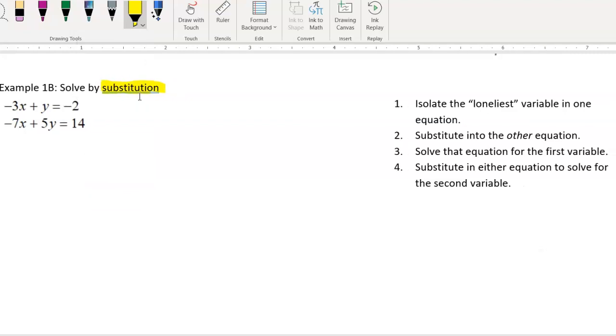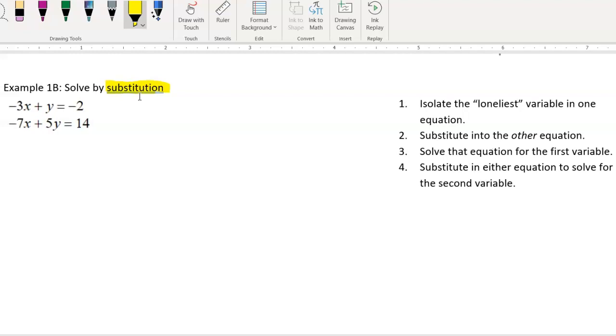So the steps are over here on the right. To solve a system by substitution, the first step is to isolate the loneliest variable in one equation. What do I mean by that? When we look at the variables, we have a negative 3x, a y, a negative 7x, and a 5y. The loneliest one here is the y. It is not paired up with a partner to dance, or whatever the case might be.